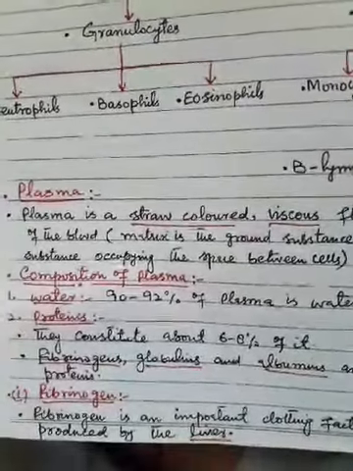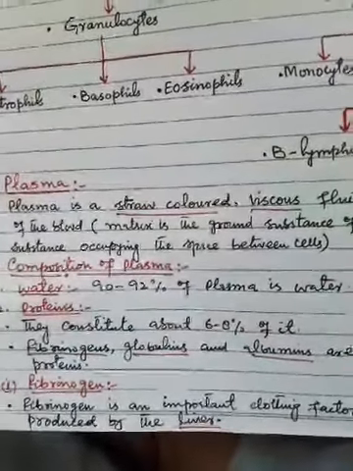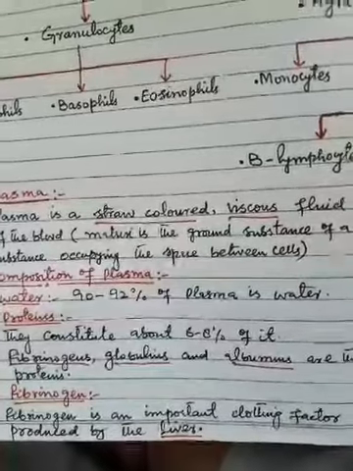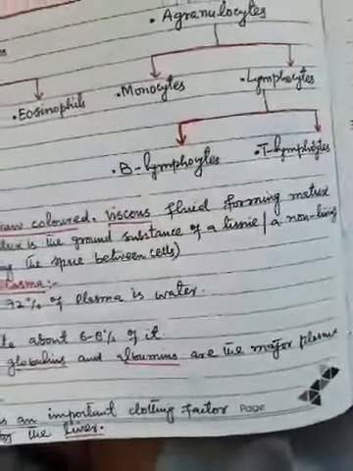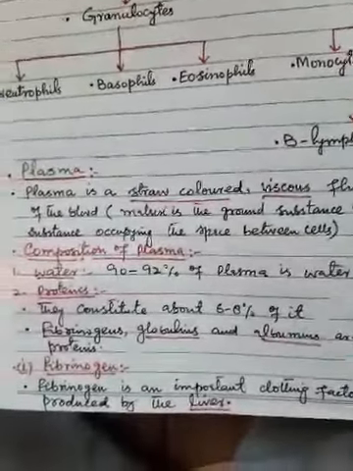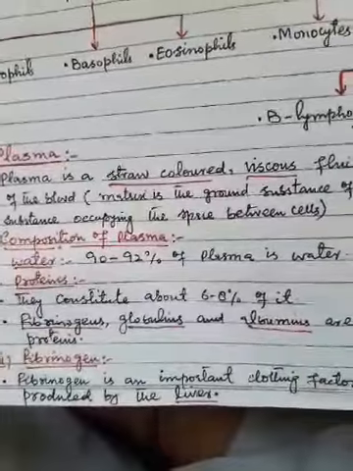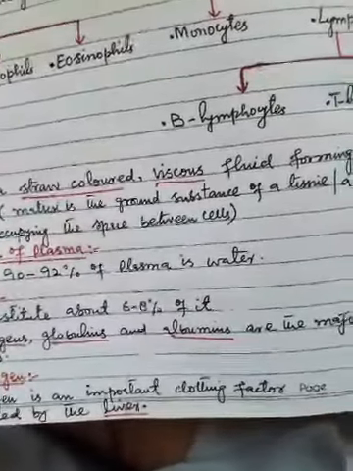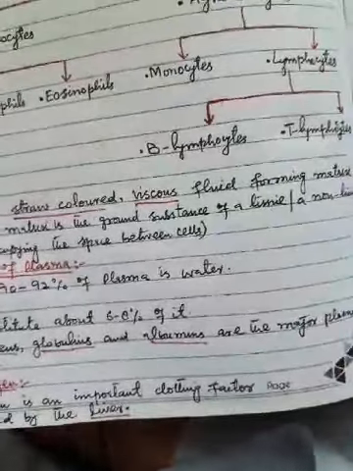Proteins. Proteins constitute about 6 to 8% of plasma. Fibrinogens, globulins, and albumins are the major plasma proteins. Number one, fibrinogen. Fibrinogen is an important clotting factor produced by the liver.